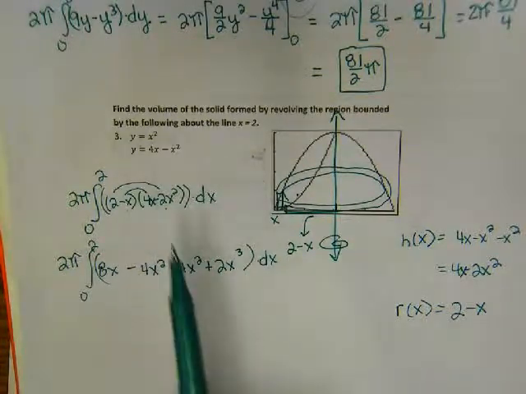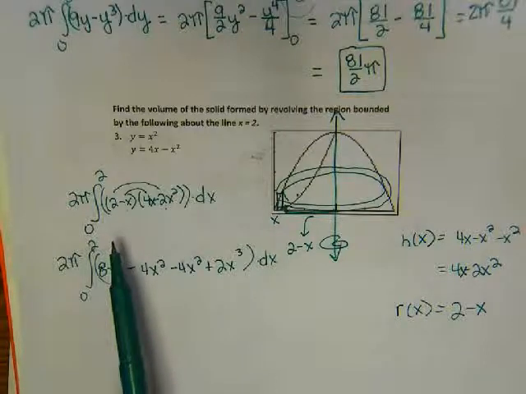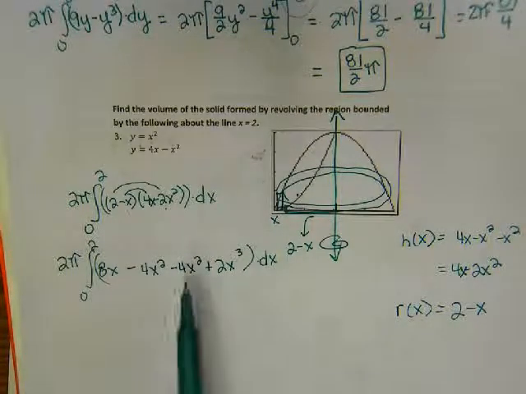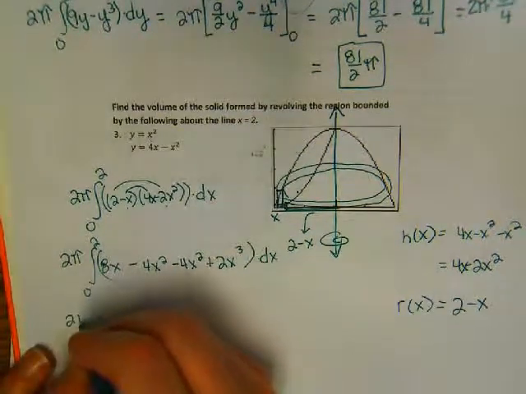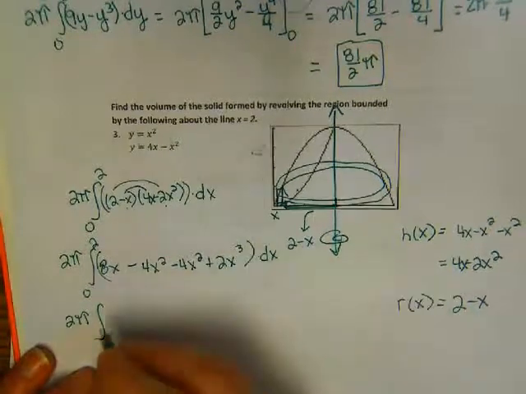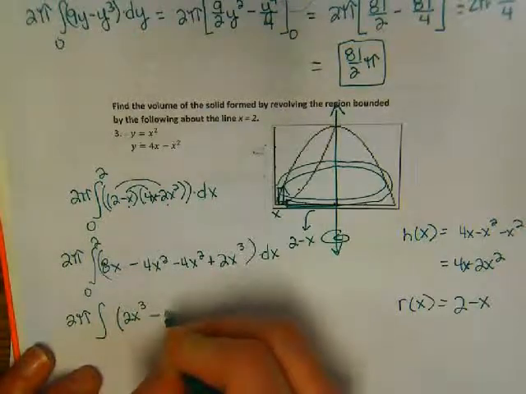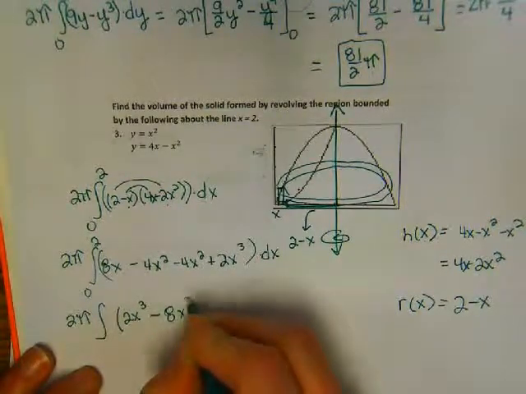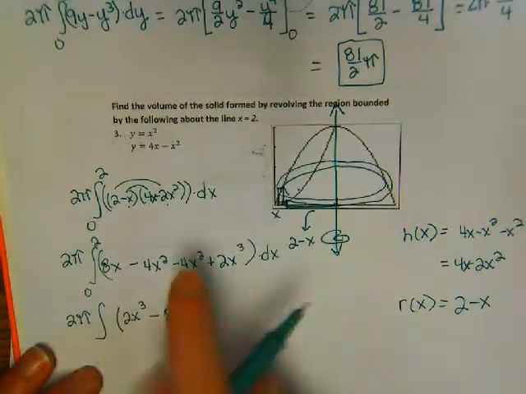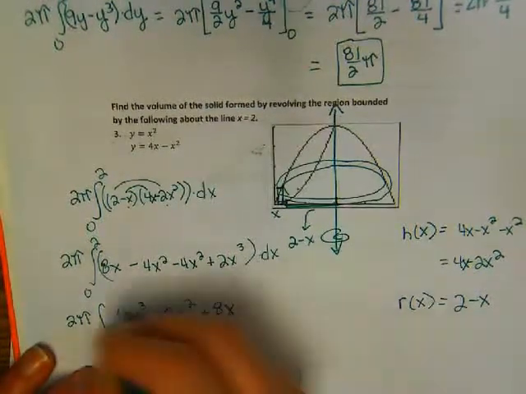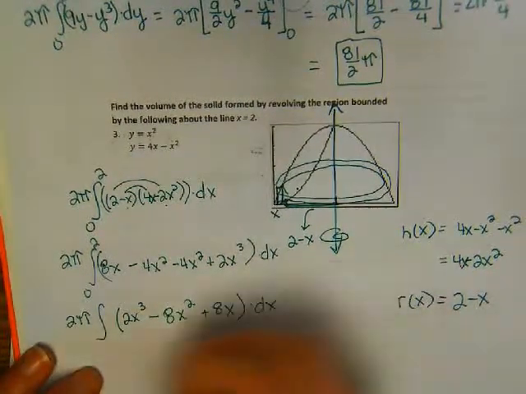You probably could have seen those together, but this would be putting these together, minus 8x squared, right? All right. So we have 2x cubed. I'm going to put it in order. Minus 8x squared. And I put those together. Plus 8x dx.